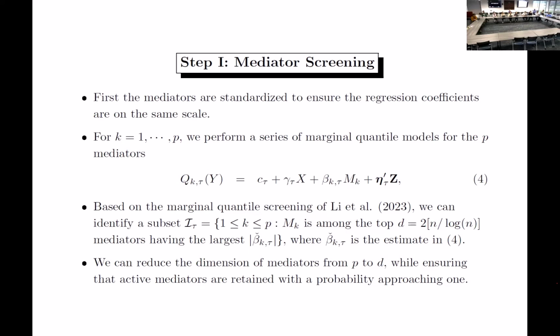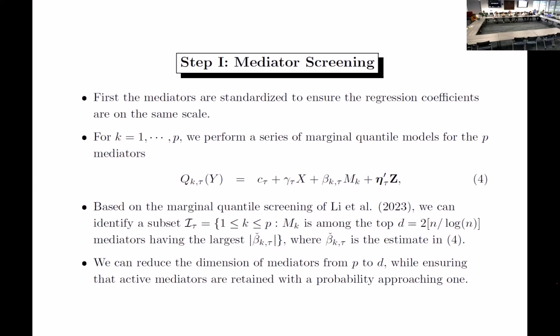Then we can do this screening on the marginal quantile regression model. Note here we only have one mediator at a time. Basically we do it p times, and each time we only include one mediator, so it's just like a marginal regression model. Based on this marginal quantile screening theory, we can identify this subset.